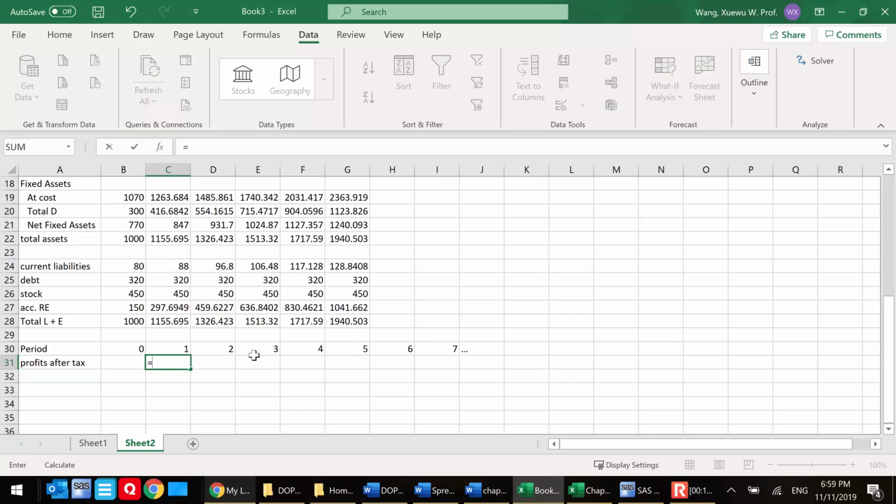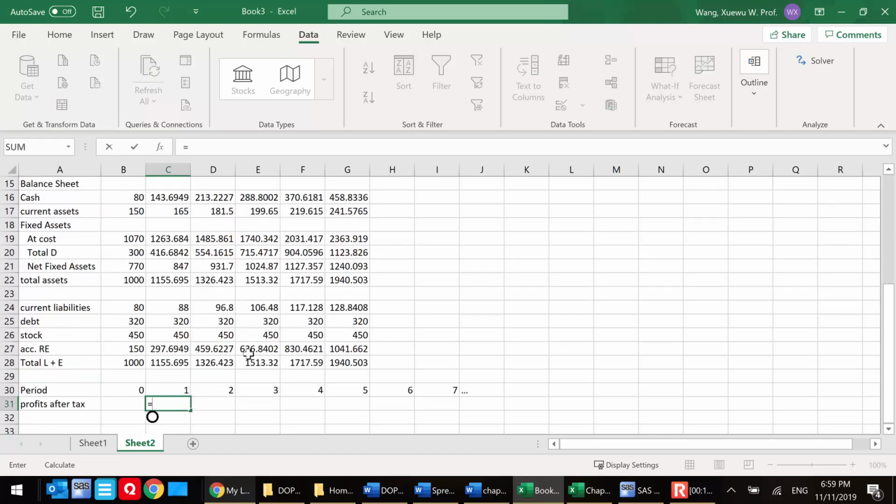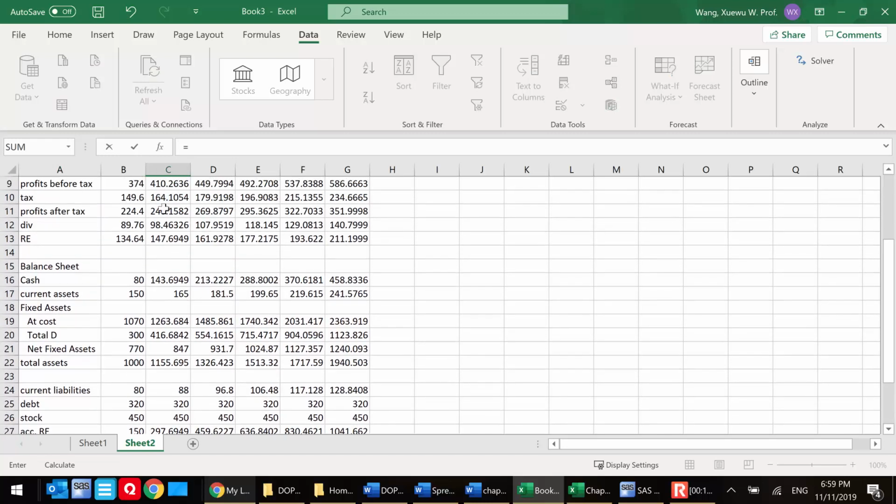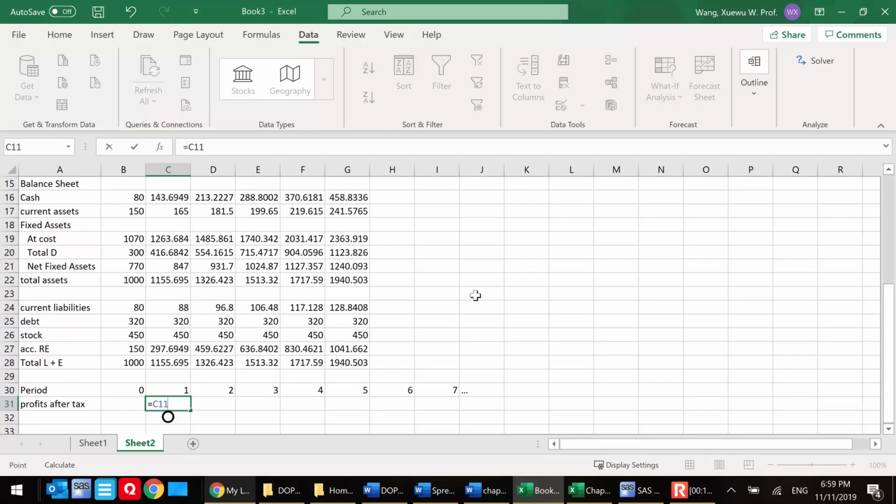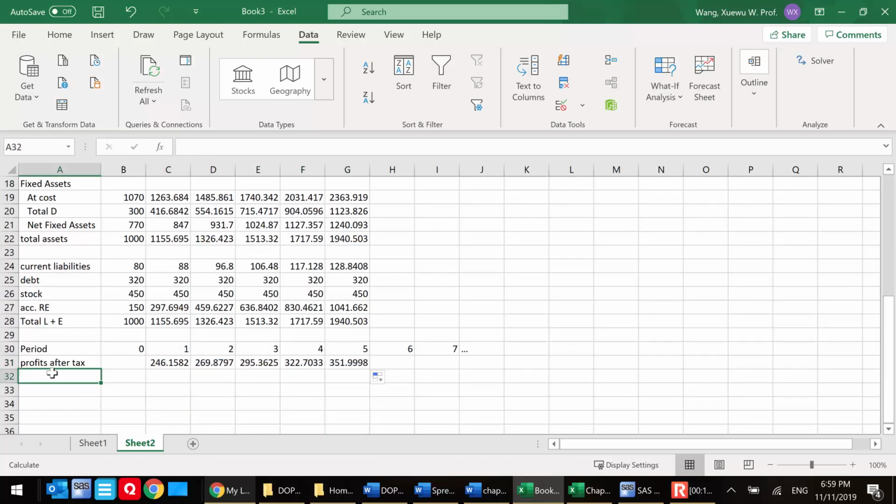So that's going to be the profits after tax for year one, which is actually in the income statement. It's in row 11. Okay, so let me copy this across. This is only for 5 years. Now let's look at the next item, which is actually depreciation. We need to put back depreciation. So let me just put back depreciation here.